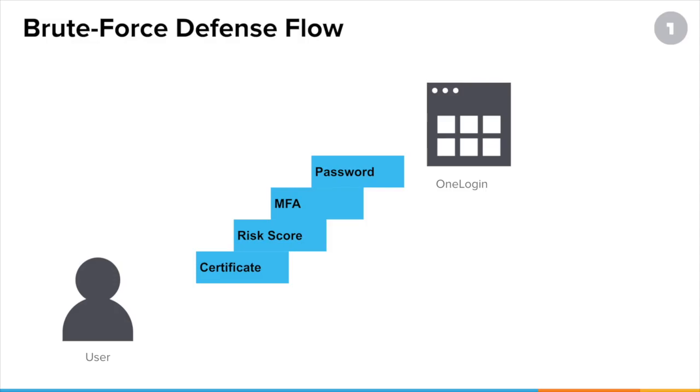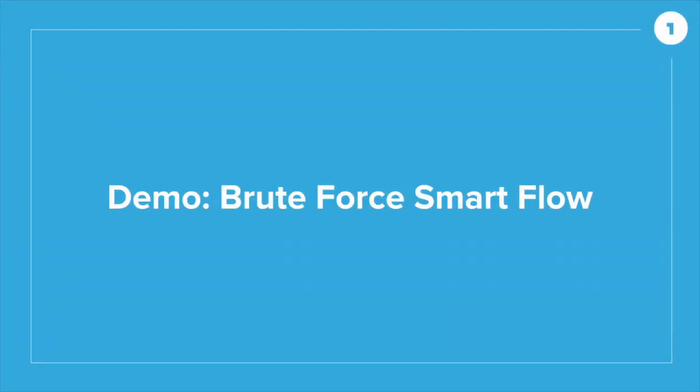And the last step, again, as long as OneLogin Desktop's not involved, will be to ask for the password. So again, the only real difference here in flow is that the password comes at the end instead of one of the first two steps in the login process. Let's take a look at how that brute force smart flow would look from the end user's point of view.